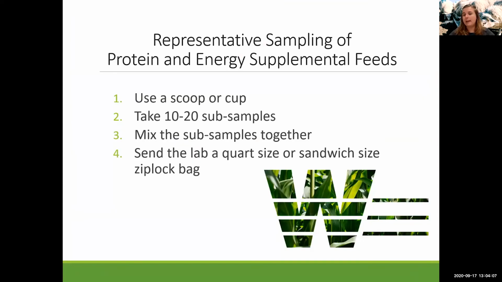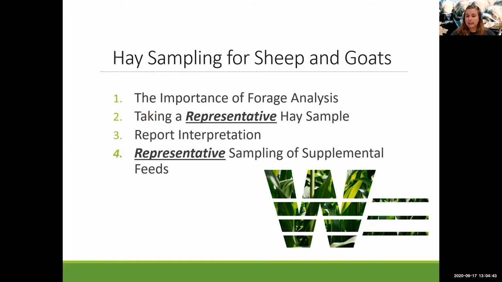Okay, so how do we sample these? Whether you're talking about your small grains and your corn grain and your soybean meal, your distillers, it doesn't matter. All of those are less variable than your forages are going to be. So you don't have to take a full 20%, but I would say a minimum take 10 subsamples. Use a scoop or a cup for the same reasons as we want to use a probe with hay sampling. We don't want to lose those fine materials. Mix those subsamples together and then send the lab a quart size or a sandwich size Ziploc bag. And then Melinda can help you to balance your rations with using all of that.